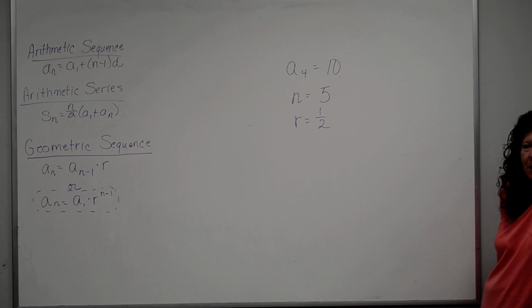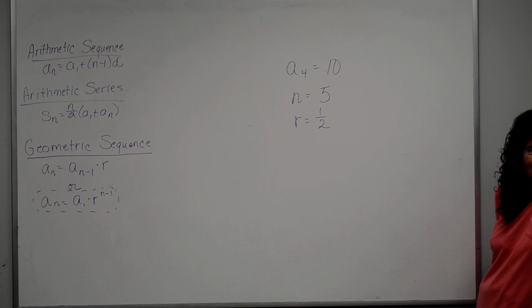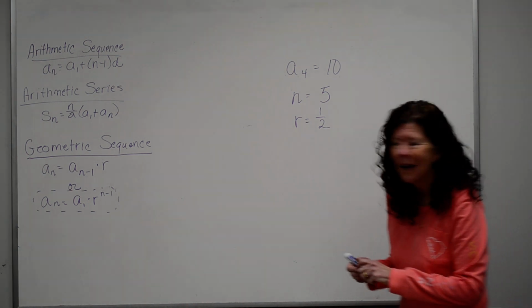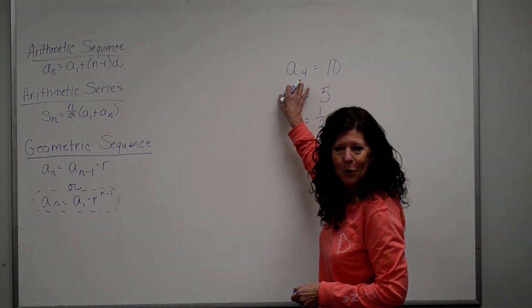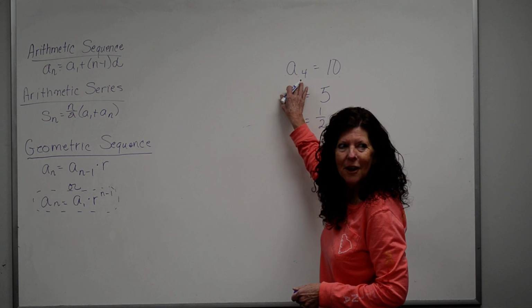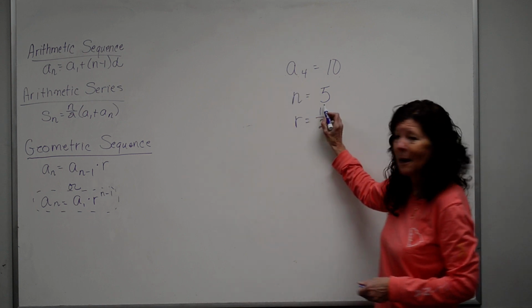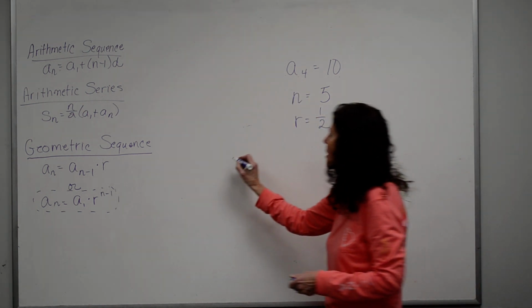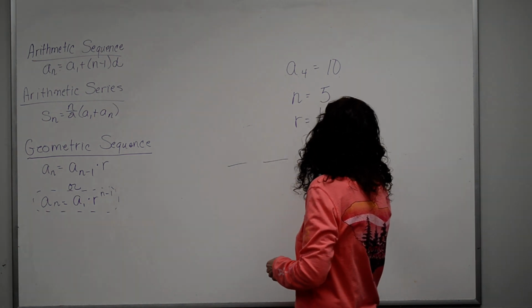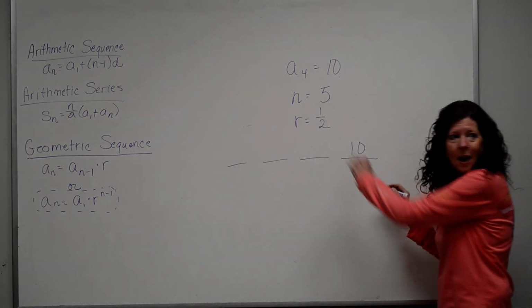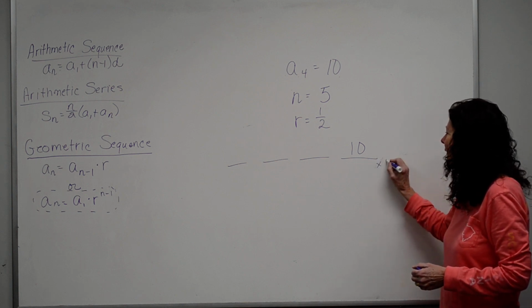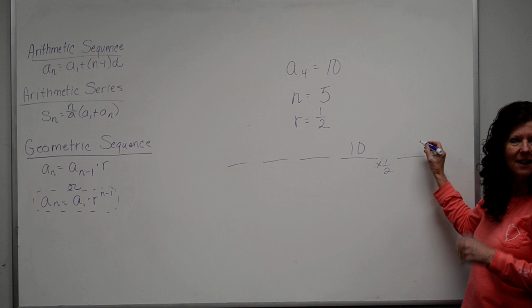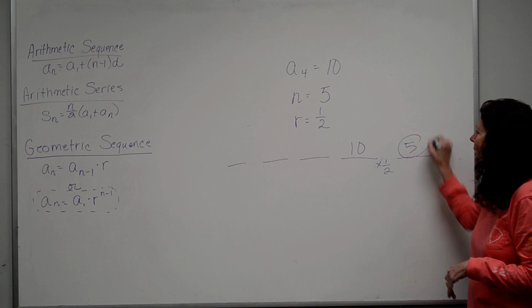I think y'all worked way too hard on this problem. Okay? The answer should be 5. Now look, I have what term? The 4th term. What am I trying to get to? The 5th term. So 1, 2, 3, 4. I know what my common ratio is. All I've got to do is multiply that by 1/2 to get to the 5th term, and I'm at 5.